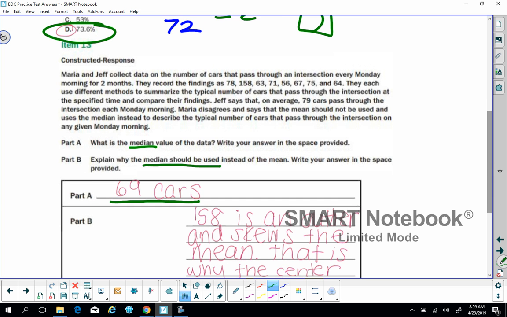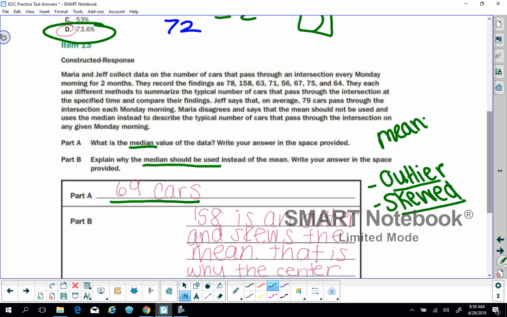So we remember, okay, we always use the median when there's an outlier, which is a number way larger or smaller than the rest of your data, or when your data is skewed, so skewed left and right. When in doubt, I would always pick median. The only time you would pick the mean is when the mean equals the median.